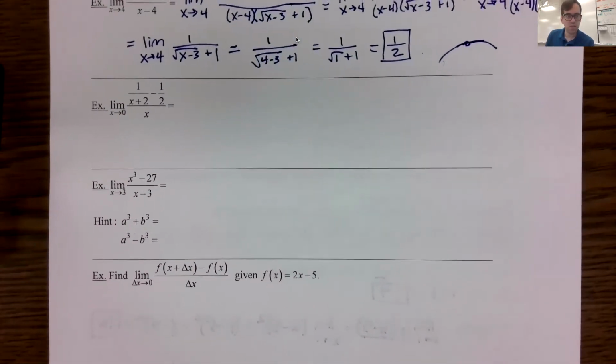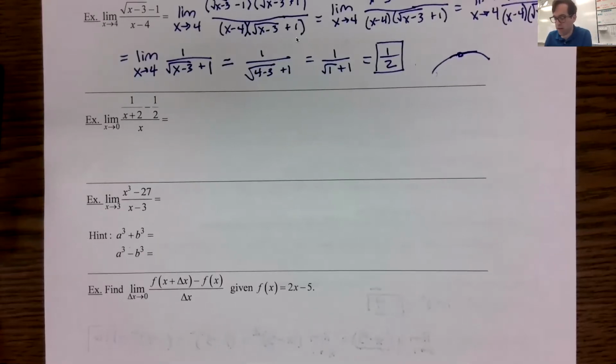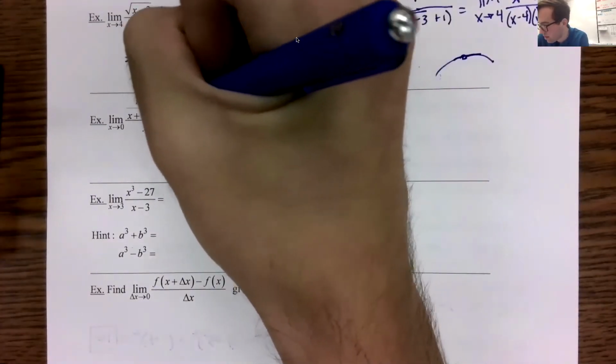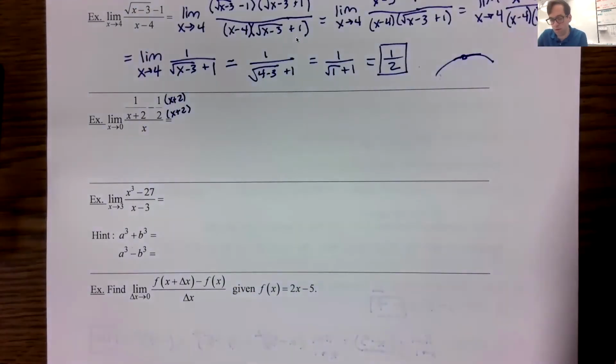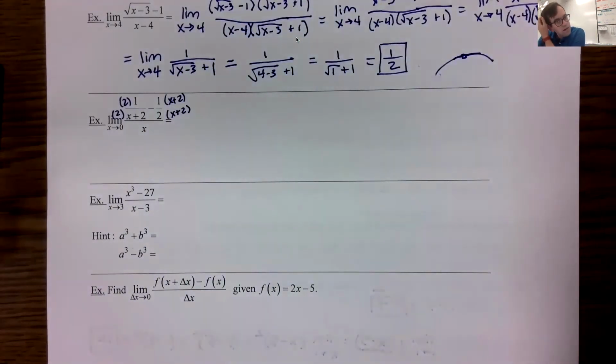The limit as x approaches 0 of (1 over x plus 2 minus 1/2) all over x. Okay, so this question looks a little bit bonkers. I think there are definitely multiple ways that we could do this. I'm going to start by finding a common denominator within the numerator. So I'm going to multiply the 1/2 times x plus 2 over x plus 2, and the 1 over x plus 2 times 2 over 2. And let's see what happens.